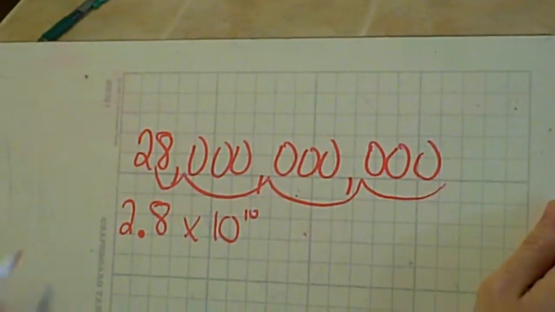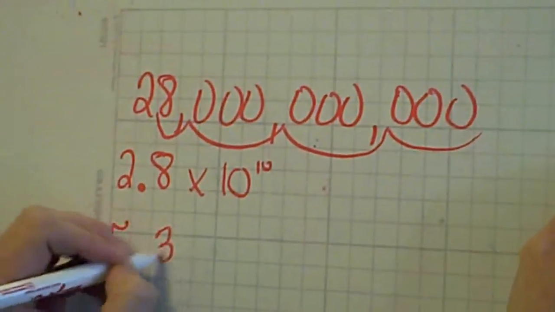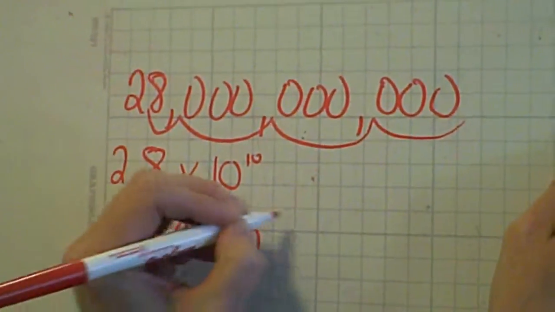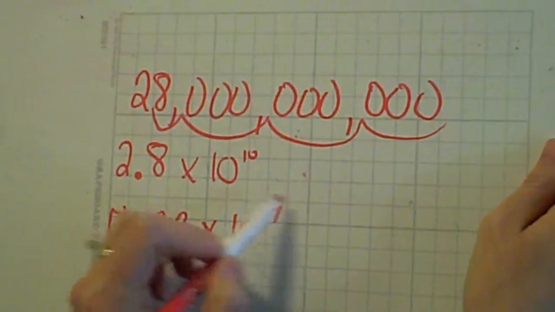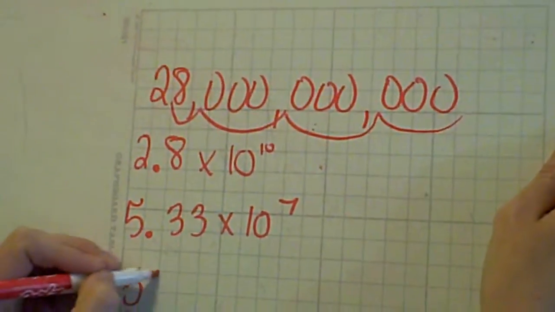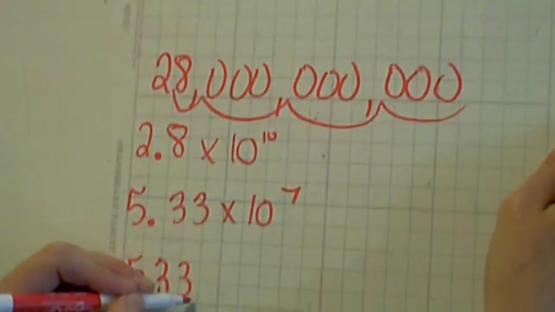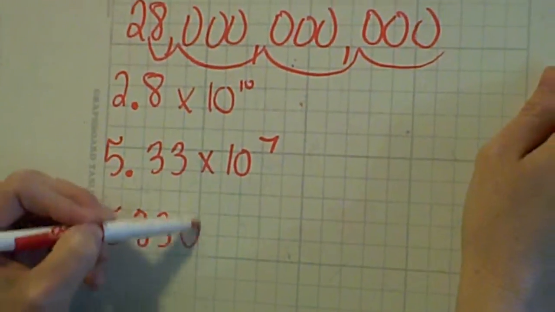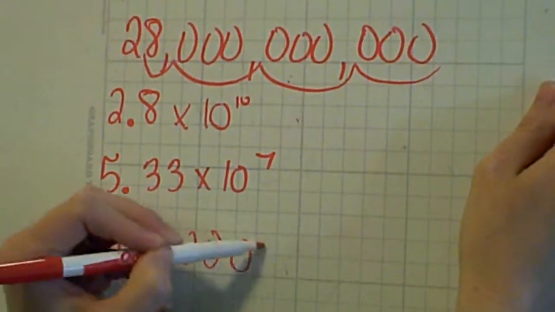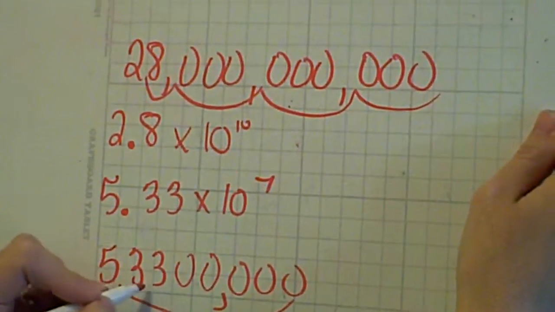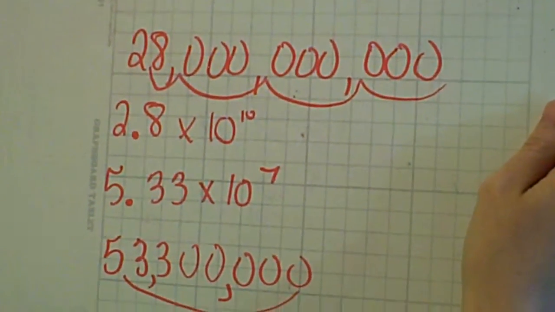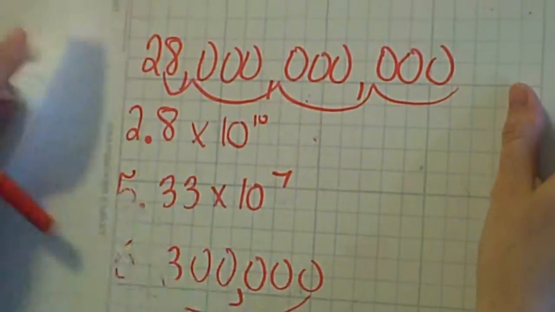And on B on that one, it says to write 5.33 times 10 to the 7th in standard form. So this time we're going to move our decimal back that way 7 places. The 3 is 2 because we'd be going 1, 2. So we're going to add 5 more zeros. 1, 2, 3, 4, 5. So we now have 7 places right there. So that is 53,300,000.